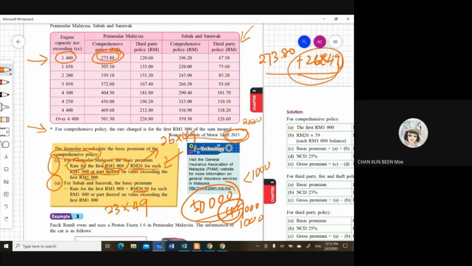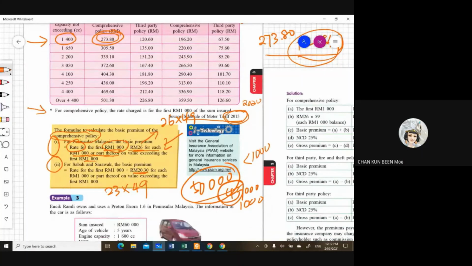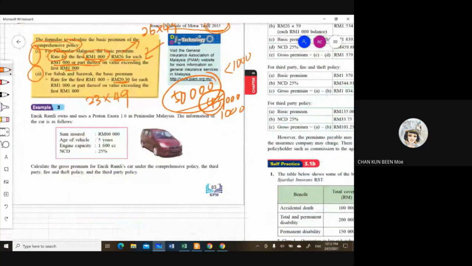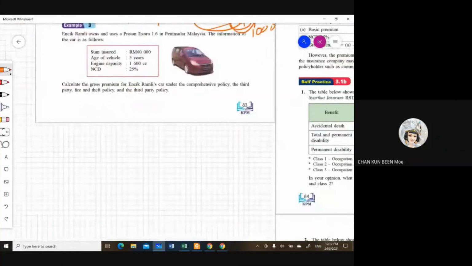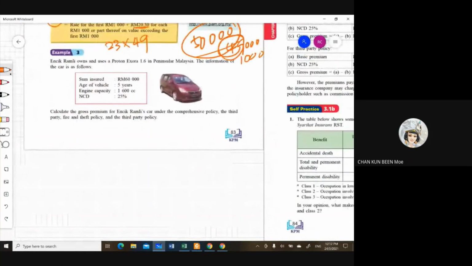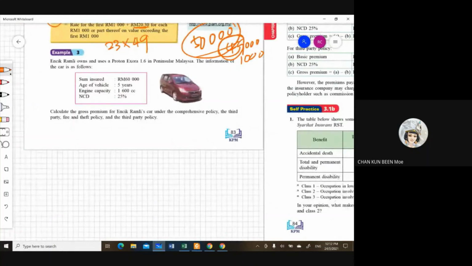Okay, so let us look at the example given here. Example 3, this one. Okay, Injet Ramlee owns and uses a Proton Exora 1.6. So you can see 1.6 is the engine capacity. The engine capacity is 1,600 cc. Okay, in Peninsular Malaysia, the information of the car is as follows. The sum assured is 60,000. The age of the vehicle is 5 years. And then the NCD is 25%.